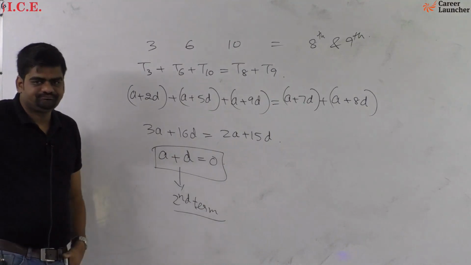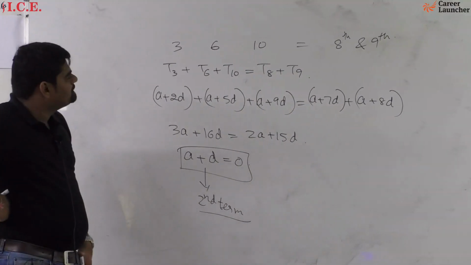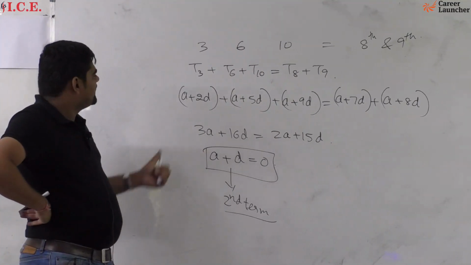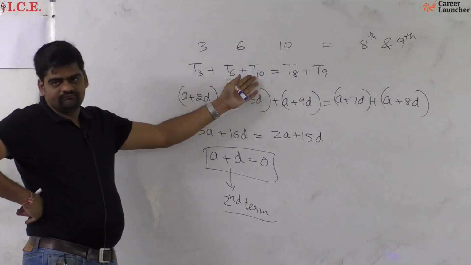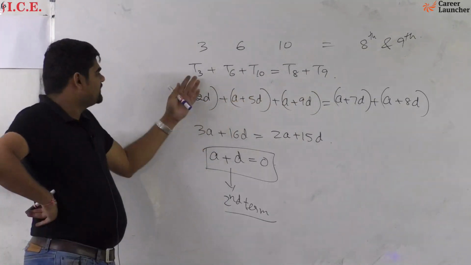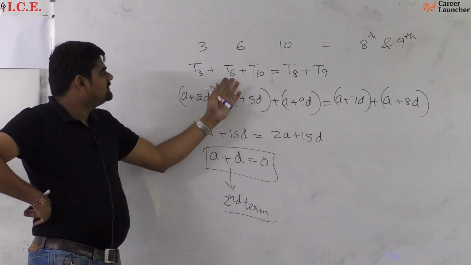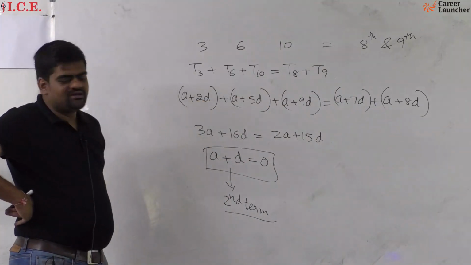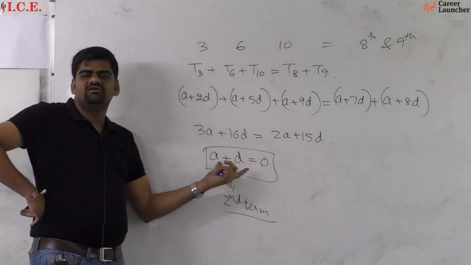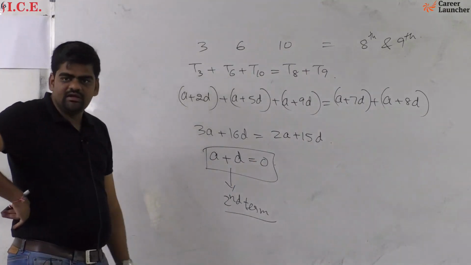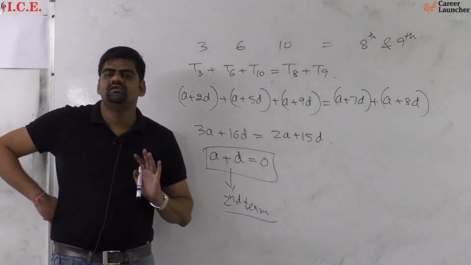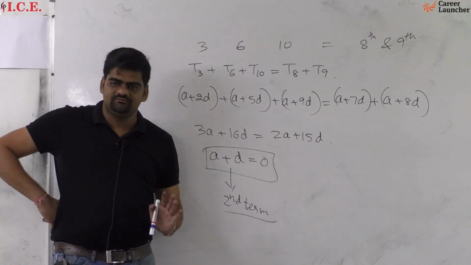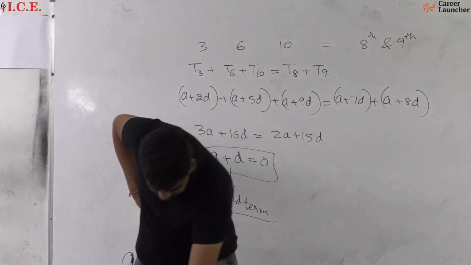Are you getting it? I have written the simple answer on the board. I have said the third term, sixth term, and 10th term equal the 8th and the 9th term. So the third term will be a plus 2d because it's an AP. The sixth term will be a plus 5d. This will be a plus 9d. Similarly, a plus 7d, a plus 8d. Solving this, you will definitely get a plus d equal to 0, which is nothing but the second term. Clear? So definitely the second term is going to be 0 in this case. There might be other terms which are also 0, but the second term is definitely going to be 0.